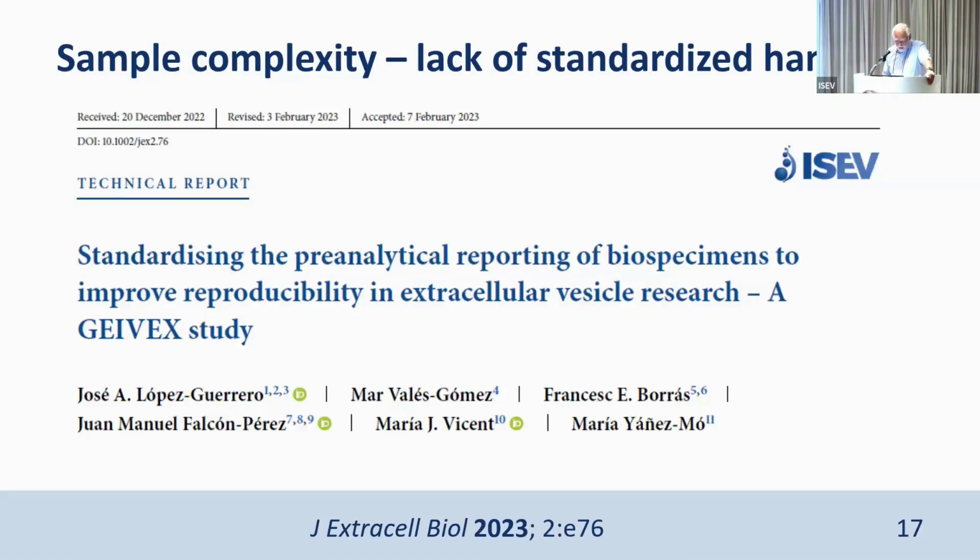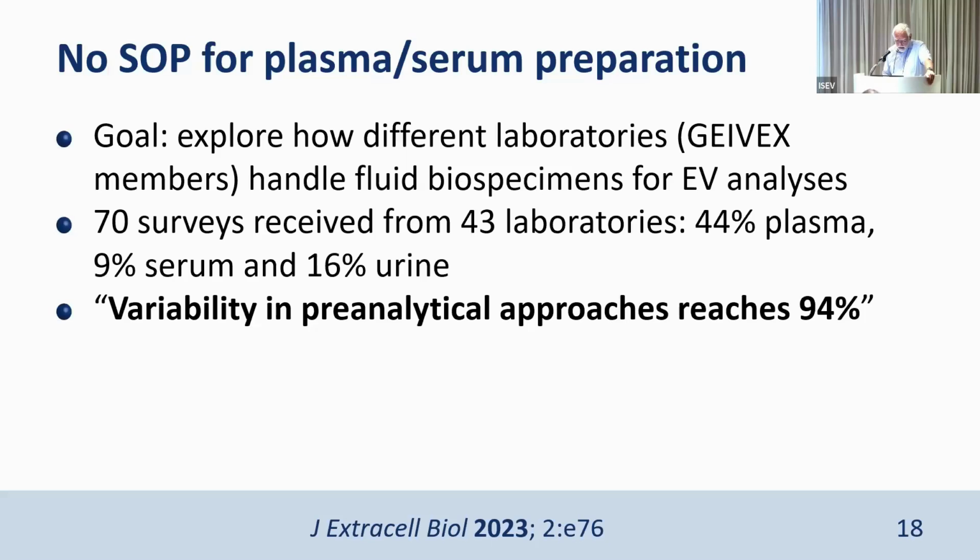I think this is a brilliant paper. It was published also last year, so a very recent paper. And what they did is they would like to explore how different laboratories preparing biological samples like blood and urine, what are their protocols, what are they doing? Now they sent out surveys to JIVEC members, so they're the members of the Spanish EV Society, and they got responses back, 70 surveys, and the variability, and this is a quote from the paper, in pre-analytical approaches reaches 94%.